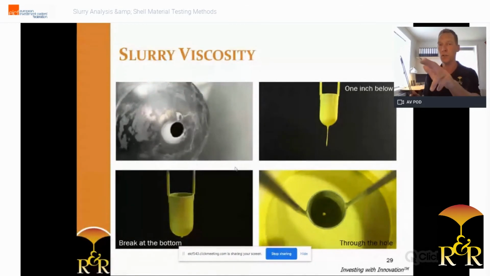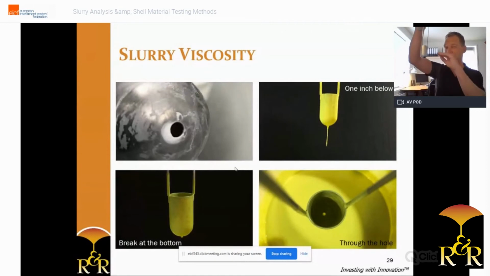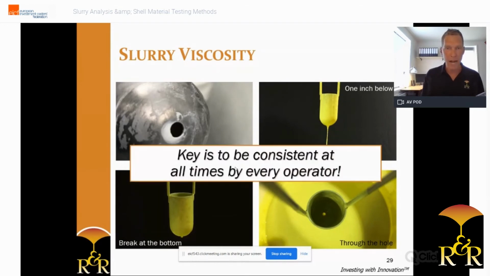If you do decide to use one of these two methods, please make sure you always work at eye level, because a change of the angle will change the visual interpretation of the 1 inch below the cup, for example. So I think what is actually a more reliable manner is to go through the hole. So you look inside the cup and you wait till it opens up. But honestly, I don't care how you do it. I don't care what cup you use. I don't care if you do it upside down, as long as you do it consistent every time by every operator.